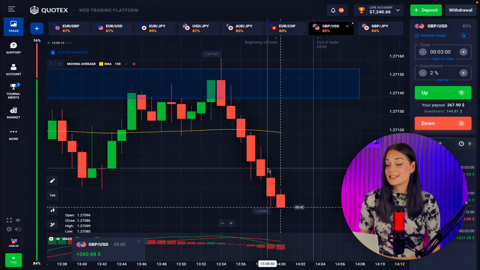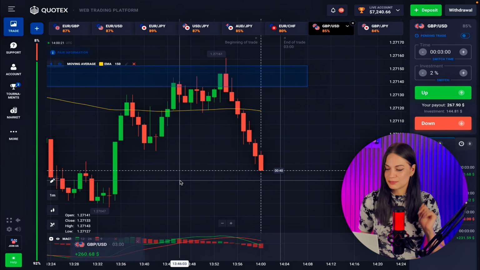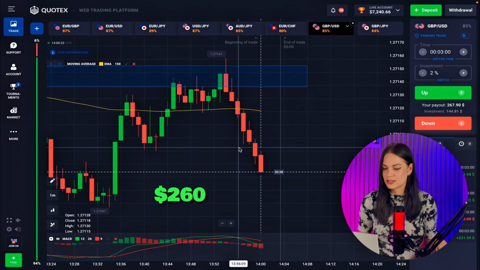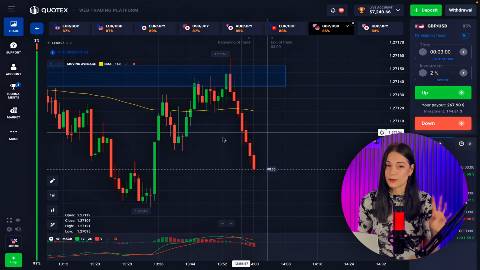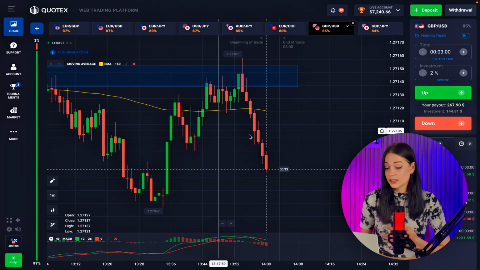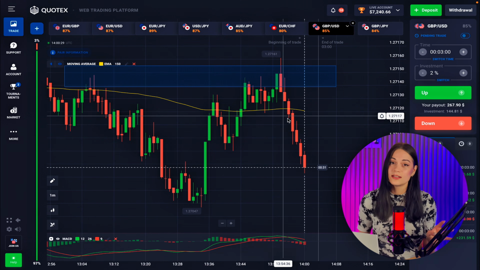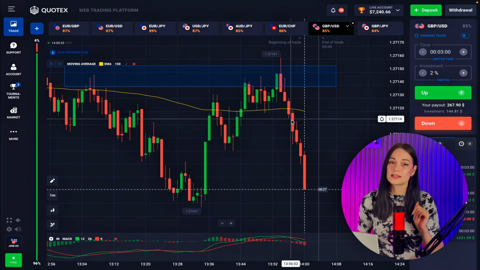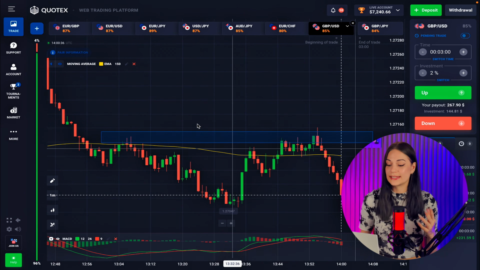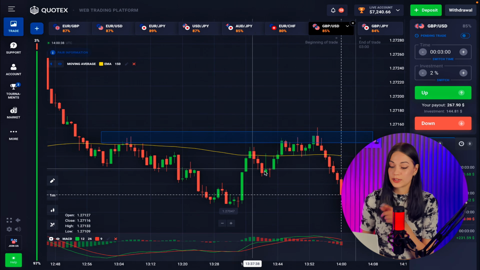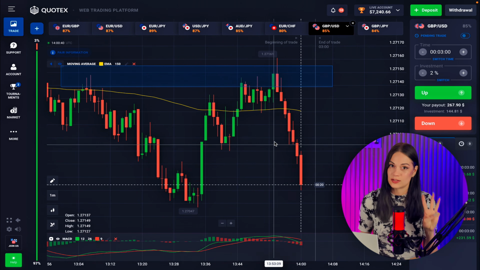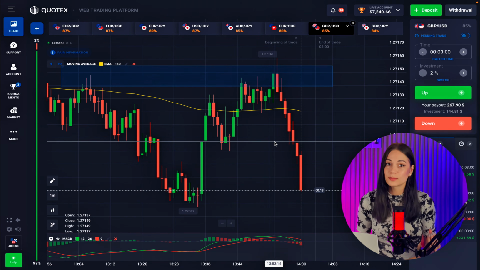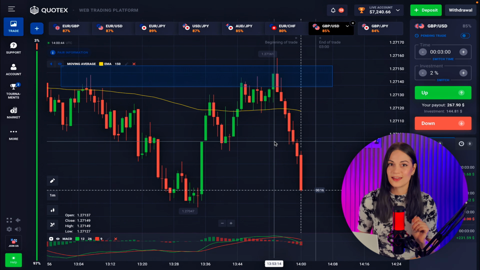All right, so the deal is closed in black, meaning that we got the money. We got $260. The profit is around $120, and that's why I'm telling you that it's a good idea to combine different indicators, because we're not only getting one confirmation signal, but we get additional ones. For example, here we had 3 confirmation signals. So the more confirmation you have, the more win rate you're going to get at the end.